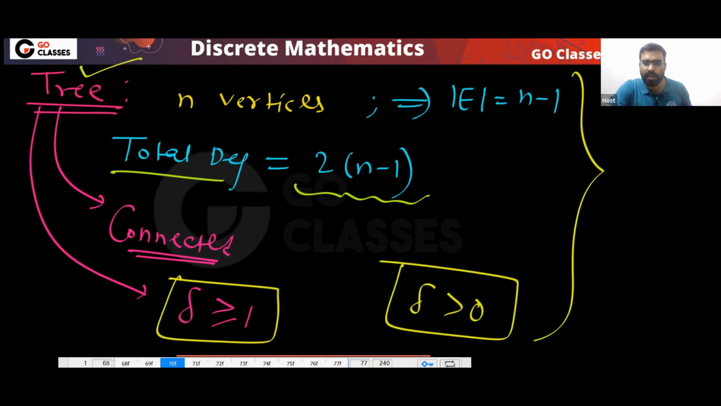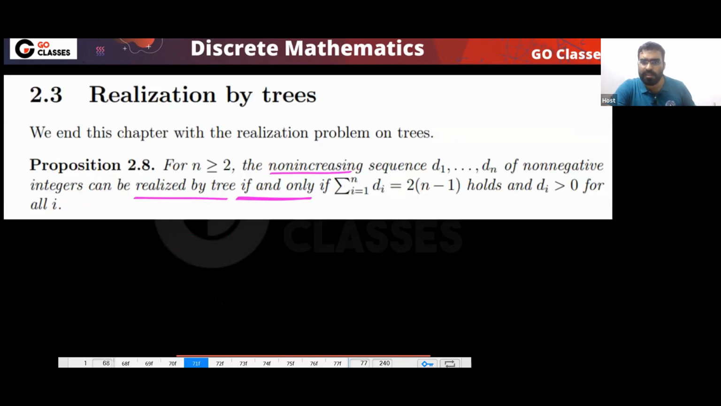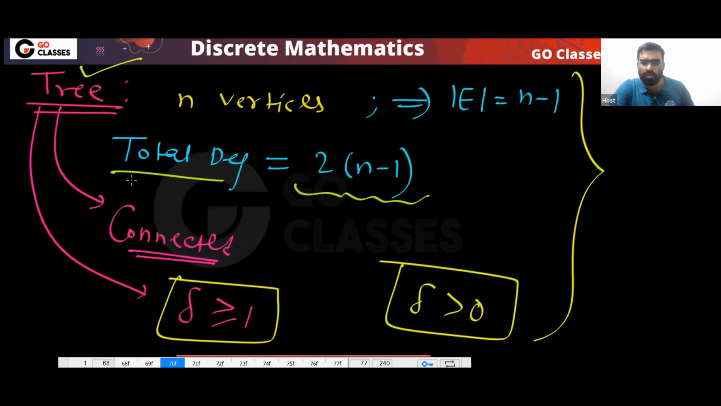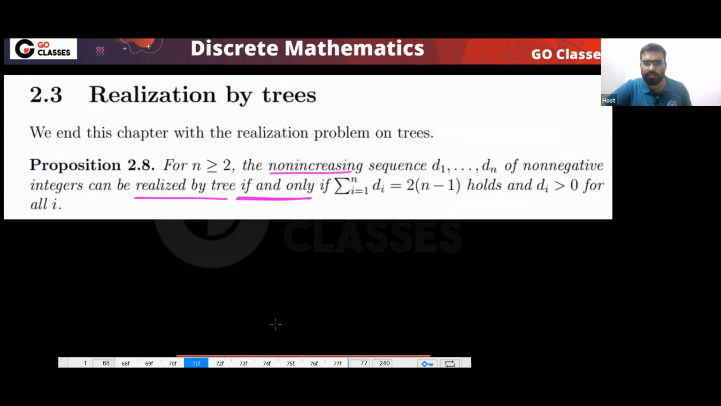Isn't it simple? You don't have to apply Havel-Hakimi. Just do the summation. Just find the total degree. That total degree should be equal to 2 into n minus 1. And also delta, the minimum degree, should be greater than or equal to 1. This is the simple idea, very simple.